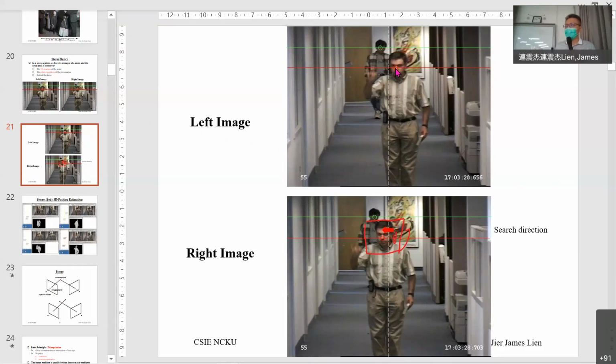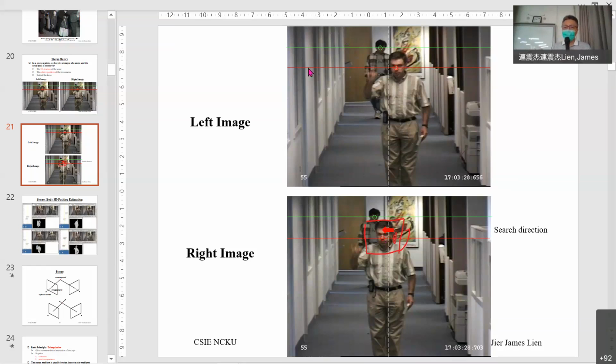If you use 5 by 5 or 7 by 7, it takes too much time. 3 by 3 is not a good window size or good filter size, but why do we still use that one? Because it's just trying to save time. So with a 3 by 3 window, you search, and you use SAD or NCC, normalized cross correlation, and you pick out the maximum value here. That's your corresponding point.